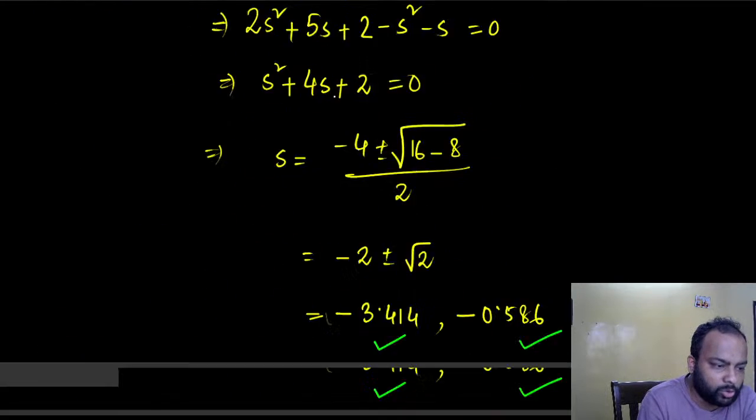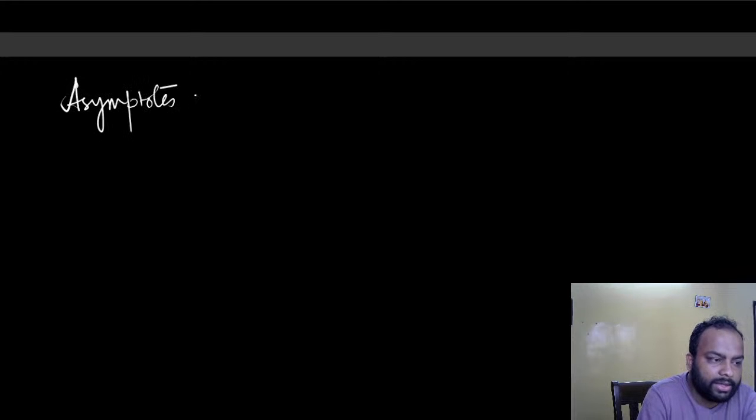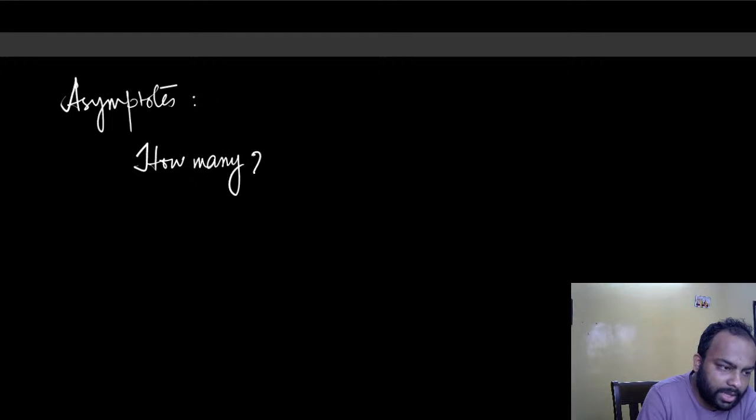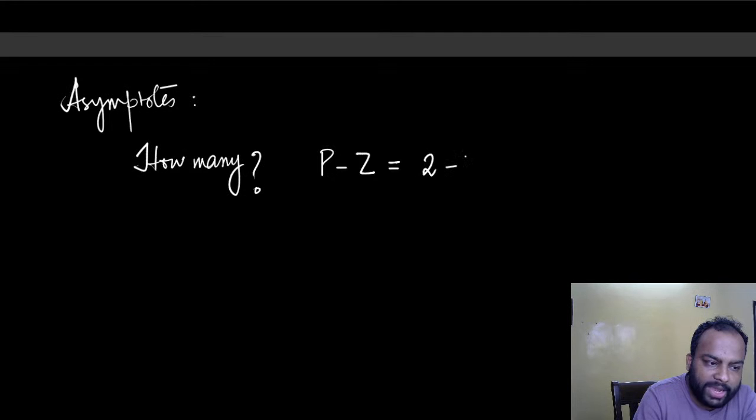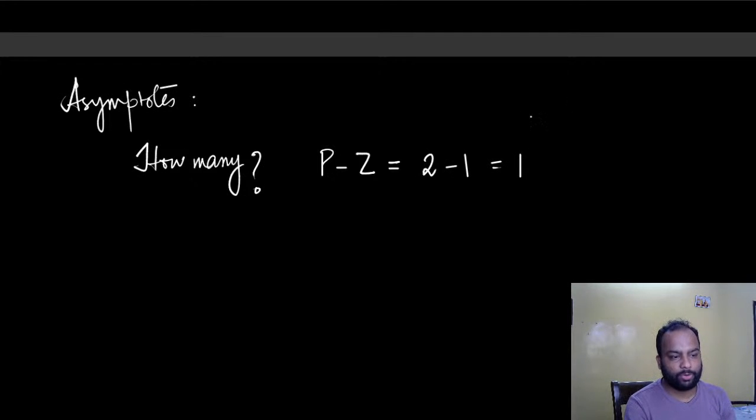What about the asymptotes? Let's think about the asymptotes. How many asymptotes am I going to have? First question, how many? The answer is number of poles minus number of zeros. But how many open loop poles do I have? I have 2. And how many open loop zeros do I have? I have 1. So that's going to be 2 minus 1. So I have only one asymptote.